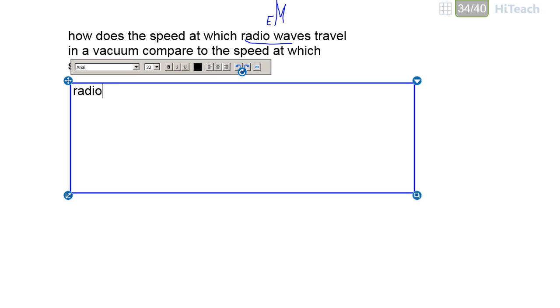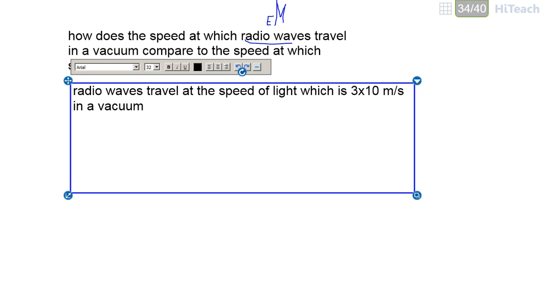Radio waves travel at the speed of light, which, if you remember, we said is 3 times 10 to the power of 8 meter per second. I'm going to write the power of 8 just after I finish this sentence. In a vacuum.